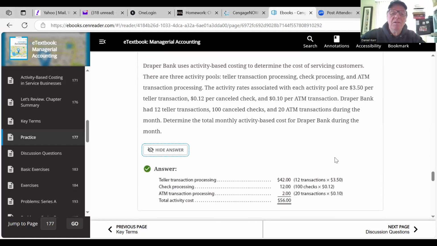Well, welcome back. So this is pretty straightforward here. Our goal is to come up with the total activity cost for this service-based business, the bank. And notice these have various levels of activity. So you get 12 teller transactions, 100 checks, and 20 ATM transactions. And here are the activity rates. So the total cost that's allocated for this bank for this period of time would be $56. So that's an example of using activity-based costing in a service business.